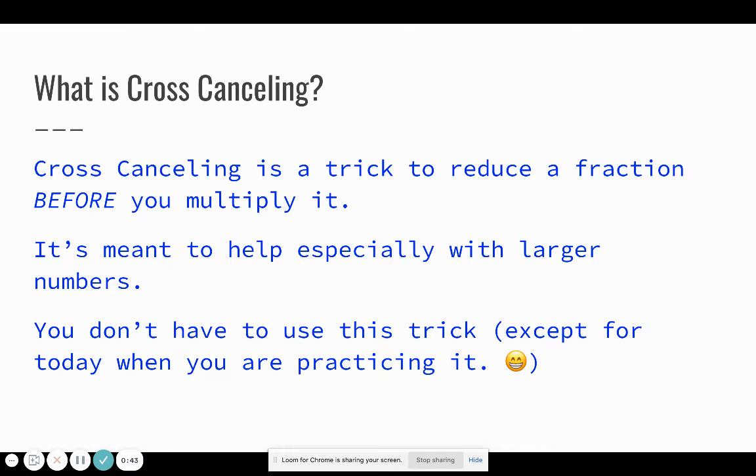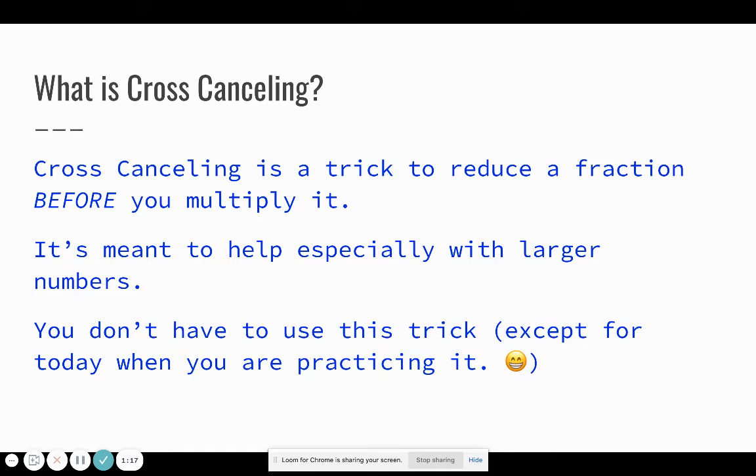So what is cross-canceling? Cross-canceling is a trick, a shortcut, to reduce a fraction before you multiply it. It's really meant to help, especially with larger numbers. We are going to spend a day on this trick. I want you to practice it today, but you don't have to use this trick. It's a shortcut. So if it confuses you, you can always just multiply straight across, and that's great. But cross-canceling is a shortcut that helps especially with larger numbers.